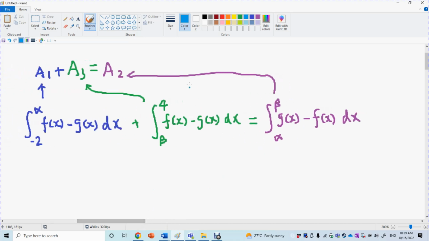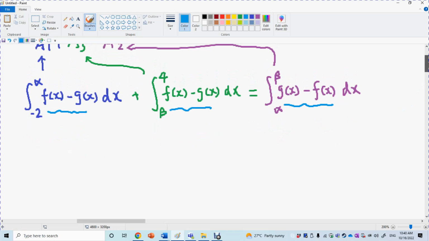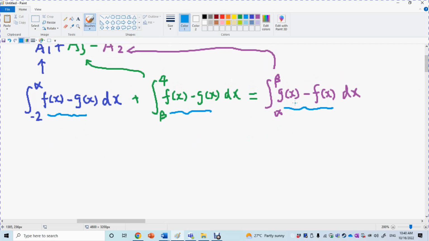Okay, so let's see. The good thing about these 3 integrals is they are all about fx and gx, but of course the last one is gx minus fx. And also their lower and upper limits are not the same, but they are connected. So you see, from -2 to alpha, and then alpha to beta and beta to 4. So how can we use that information to combine those integrals into one, which can be easily simplified?